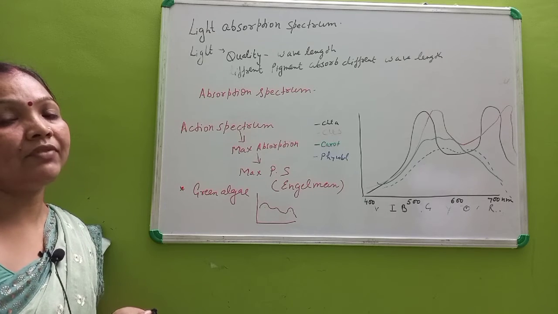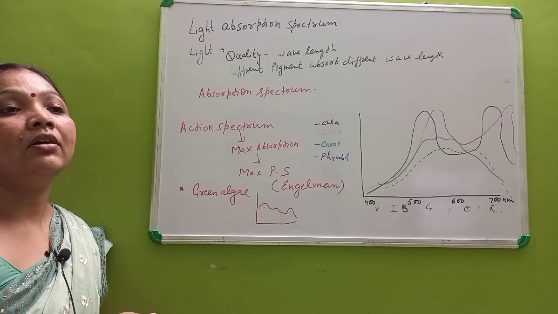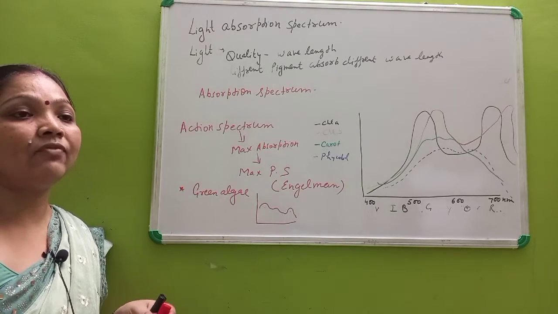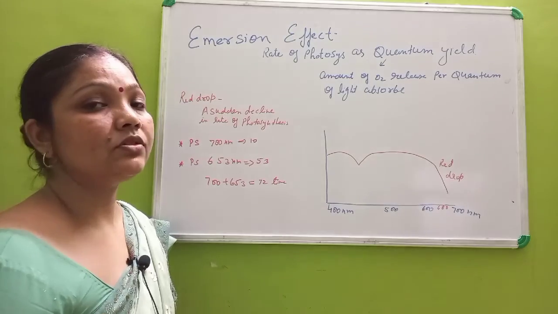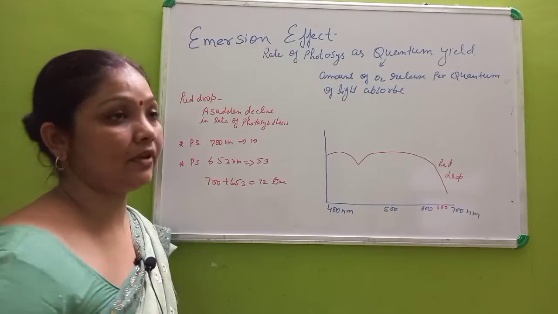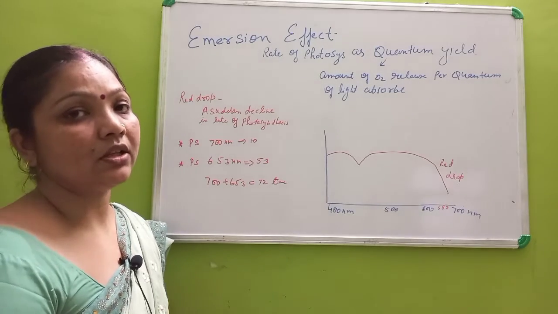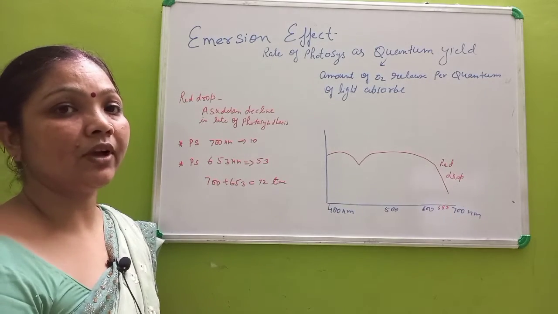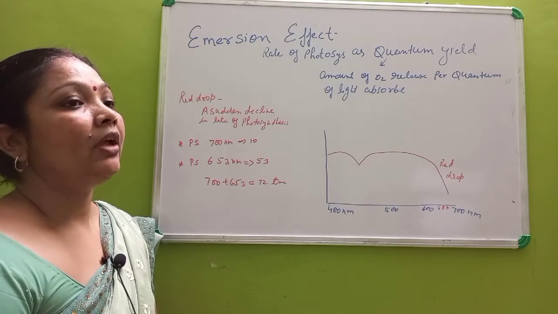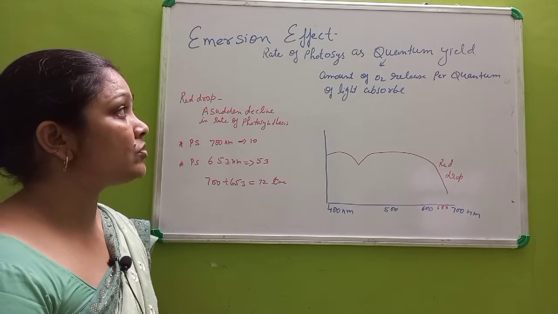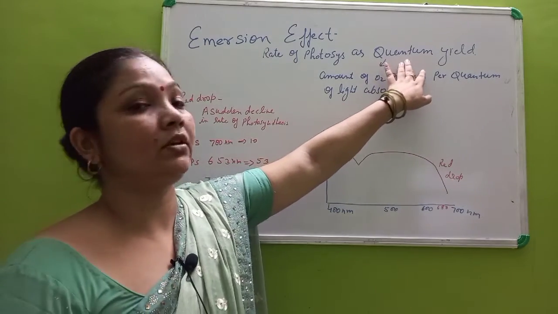Now the next thing that we have to study is the Emerson effect, or one more thing that we have to study is the red drop. Now children, the next topic is the Emerson effect. Actually, Emerson, along with other scientists and colleagues, performed an experiment to find out at what wavelength photosynthesis occurs, and he measured the rate of photosynthesis in a unit known as quantum yield.